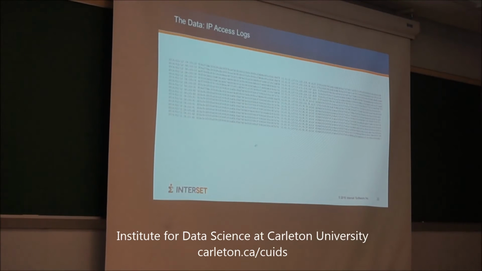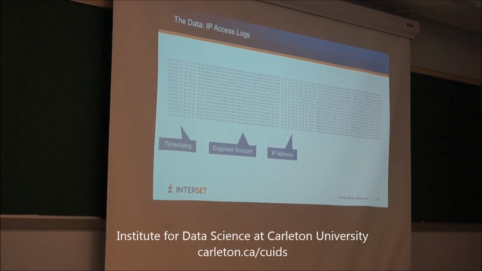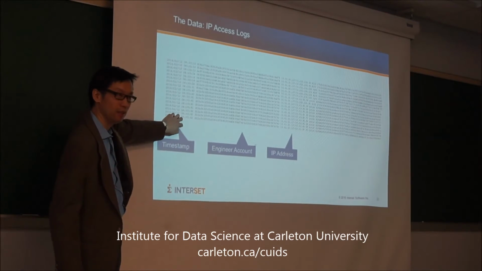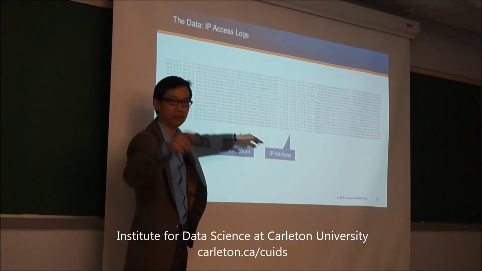This is the data set. This is what it looks like. The first column is actually the timestamp. The second column is actually the name of the engineer. Now, back to your question.